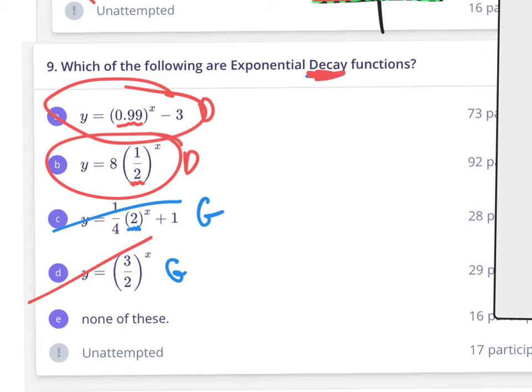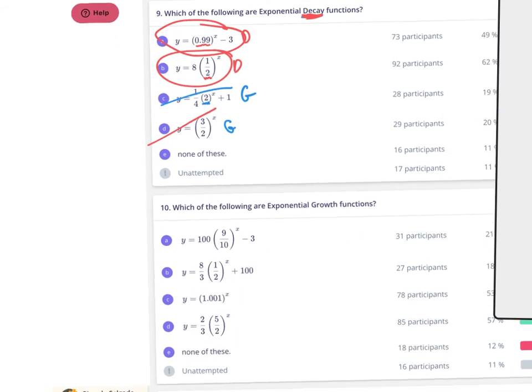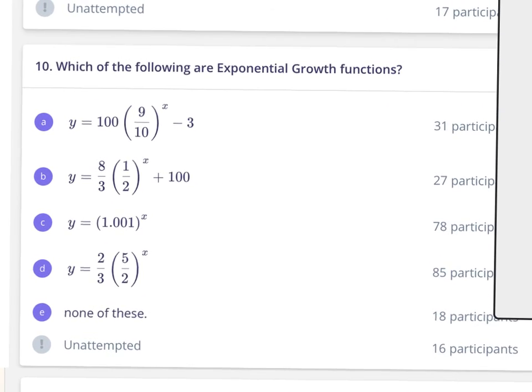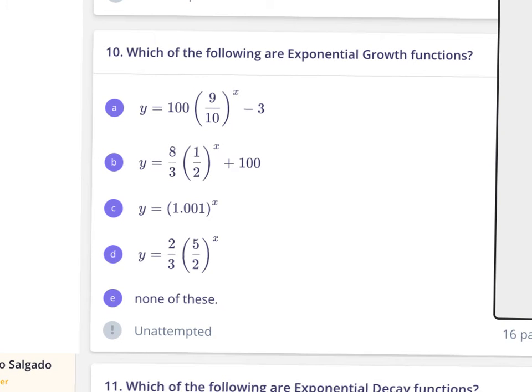I hope we understand. I hope we get that. Number 10, which of the following are exponential growth functions? So how about this? I want you guys to type in the comments which ones you believe are exponential growth functions. But that is correct. C and D are the only exponential growth functions.